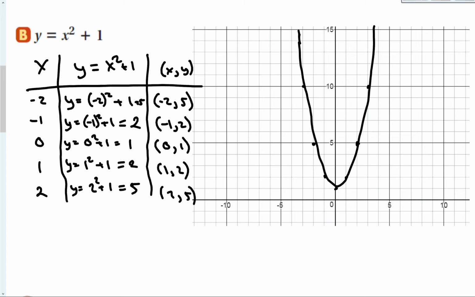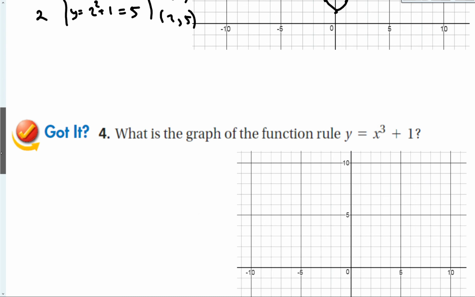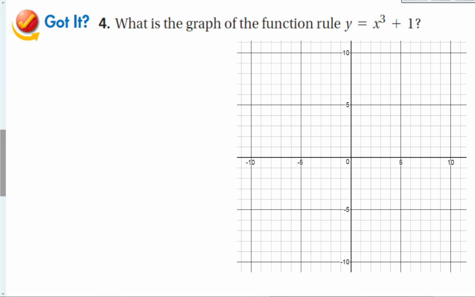But even if we didn't know that, even if we didn't know what x squared was going to look like, we have this graph that gives us a nice smooth curve. Okay? And our got it problem, let's see what happens with x to the third. So x to the third plus 1.